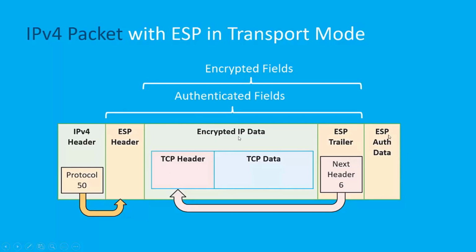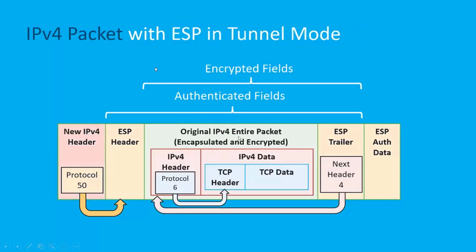Here's the ESP authentication data, and if this option is used with ESP, then we're also going to have authentication, meaning we're going to have an integrity check, or we're going to hash the entire packet from ESP header to ESP trailer. We're going to hash all these fields so that we can verify the integrity of the data, that it wasn't changed. Now let's compare that to tunnel mode, which is used in VPN tunnels.